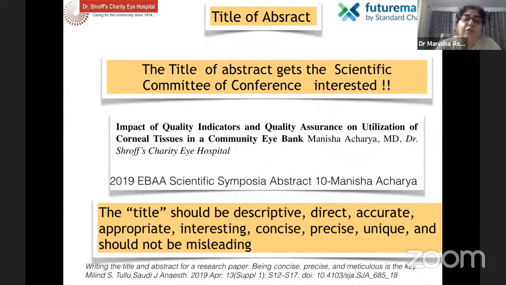When we come to the title of the abstract, it gets the scientific committee of the conference interested in what you really want to present. So the title should be descriptive, direct, appropriate, interesting, concise, precise, unique, and it should not be misleading. That's very important. If you are writing something in the abstract and you're going on to something else in the conclusion, that usually doesn't match. It's a mismatch. So I always feel a direct, appropriate and non-misleading title is the best, which you should try to put towards the scientific committee of any conference.